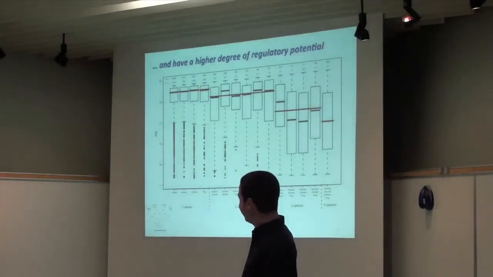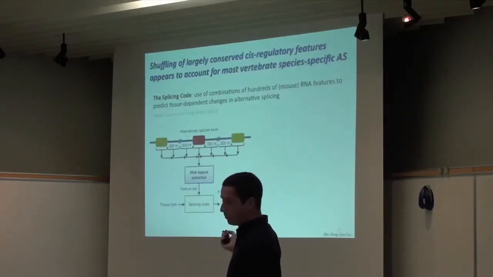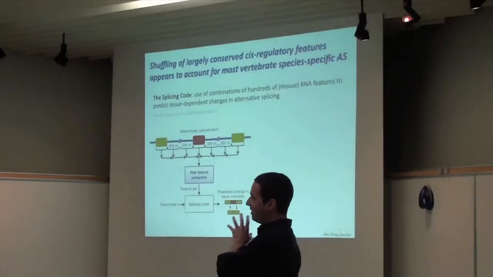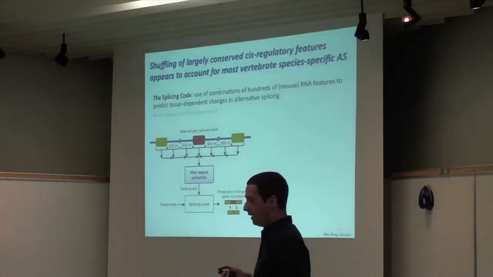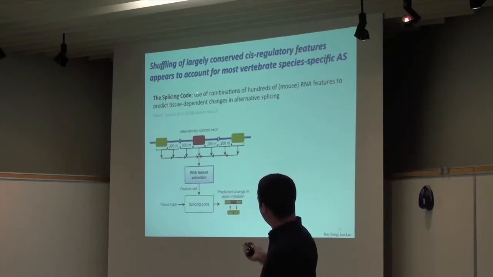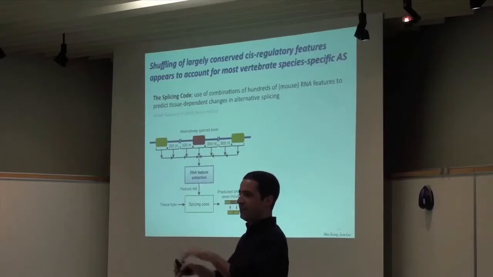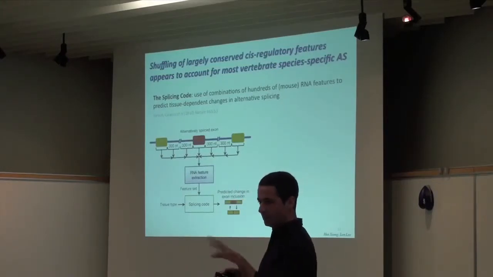Last meaningful slide here before the acknowledgements, just to let you know that, this would be another talk or another 10 minutes, but the other interesting aspect of this work was that in collaboration with Brendan Frey's lab, in 2010, the 2 labs published this interesting paper about the splicing code, which basically is this algorithm that uses combinations of hundreds of different RNA features and tries to predict tissue-dependent changes in alternative splicing, tissue-specific alternative splicing.